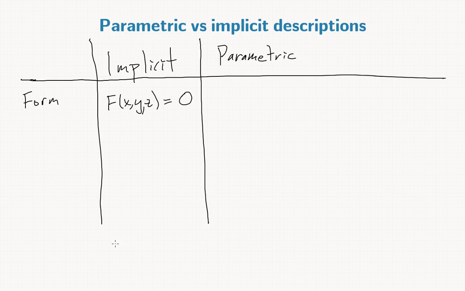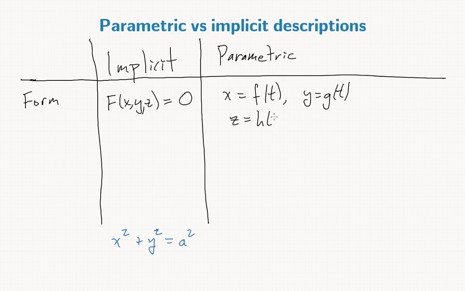So, for example, an implicit description of a circle of radius a is x squared plus y squared equals a squared. So a point in the plane with coordinates x, y is in the circle if and only if this equation is valid. Whereas a parametric equation is a function whose range is the surface we're interested in. So x equals f(t), y equals g(t), z equals h(t). This is for a curve in 3D space.